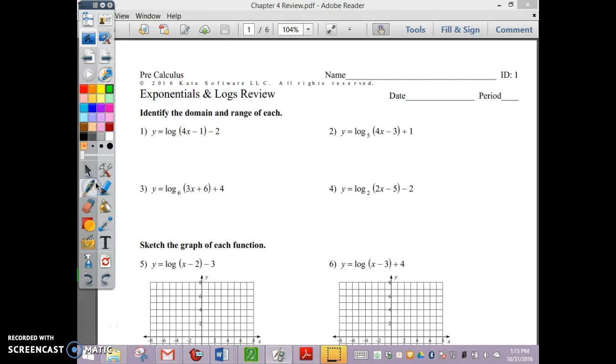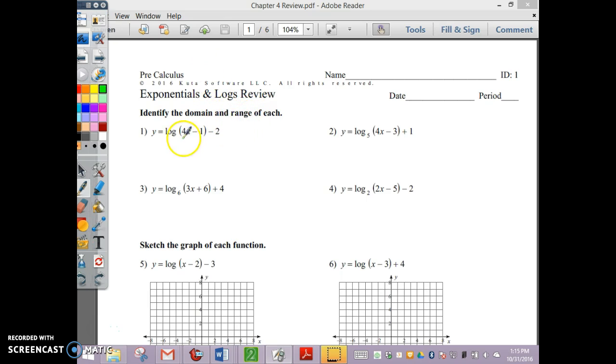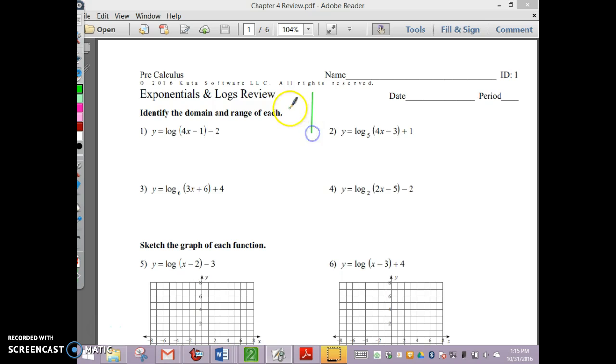Hi everybody, just wanted to make you a quick video of probably one out of every section. First one says identify the domain and range of each. So remember, the parent function for a logarithm looks like that. The parent function goes through this x-intercept at 1, has an asymptote at x equals 0.